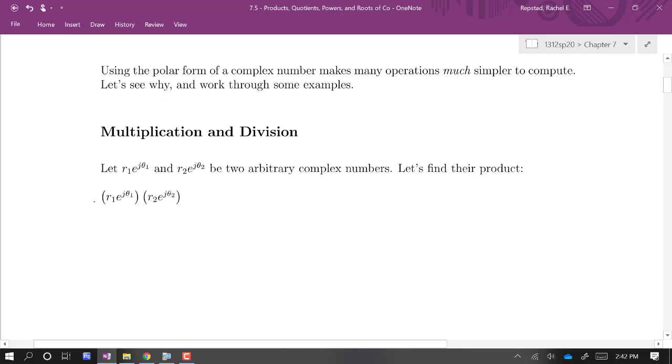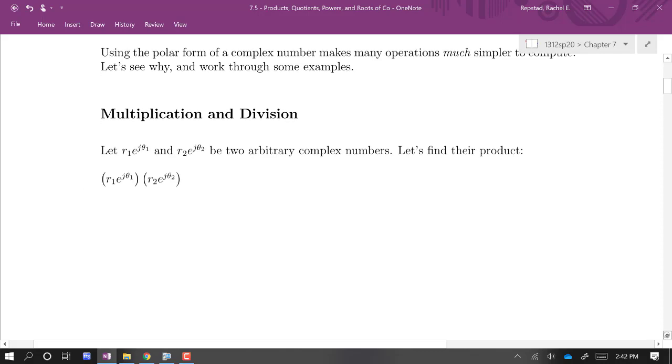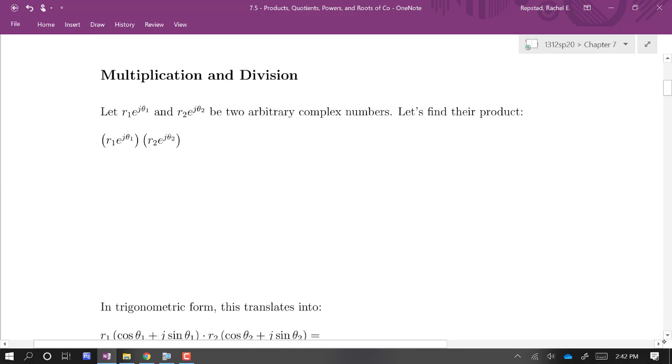So I'm going to start out with a couple of arbitrary complex numbers in their polar form. I am purposefully using the exponential form because it's what's going to help us figure out how this all works. We're going to be able to use our properties of exponents here. So I'm multiplying these together. Now, the first number, r1 times e to the j theta 1, that's also a product. We're just multiplying a bunch of things together.